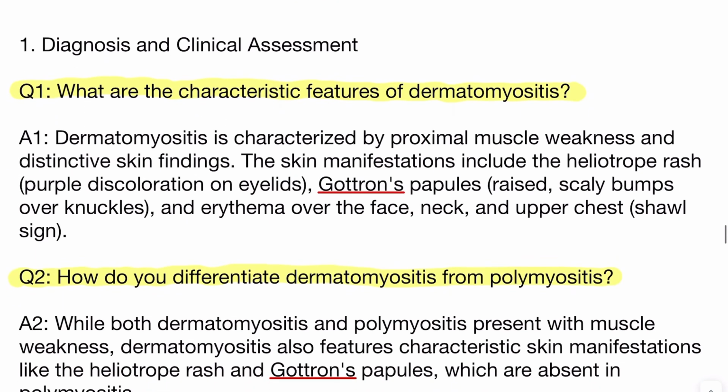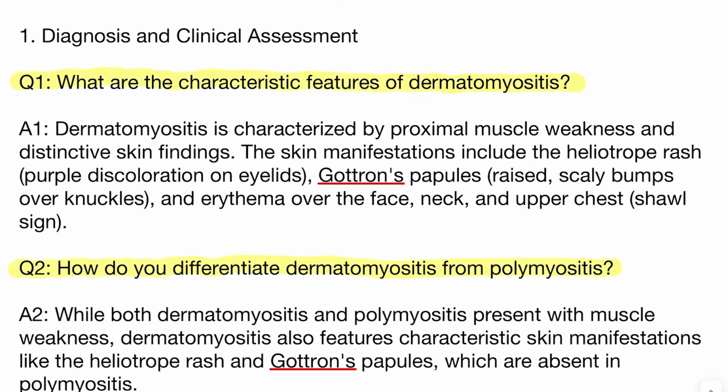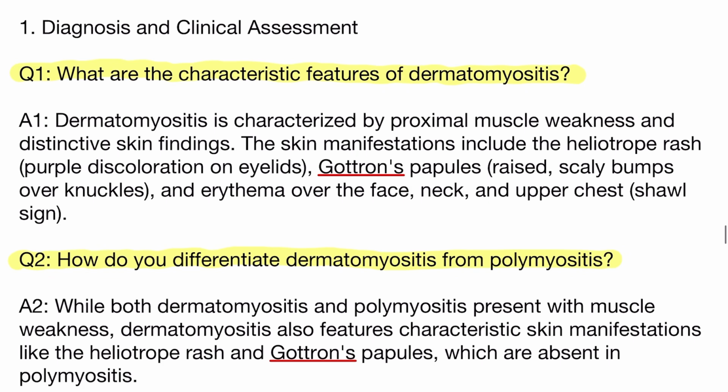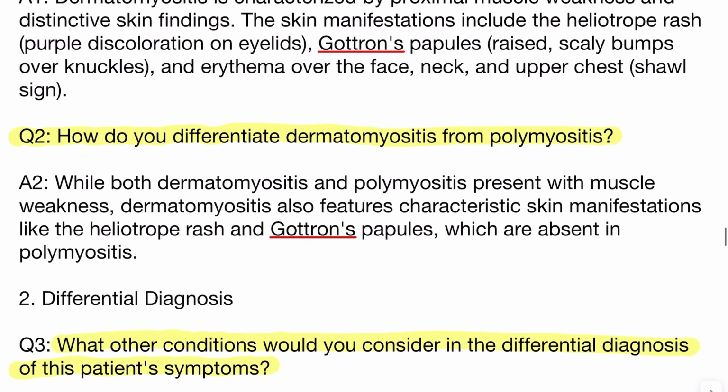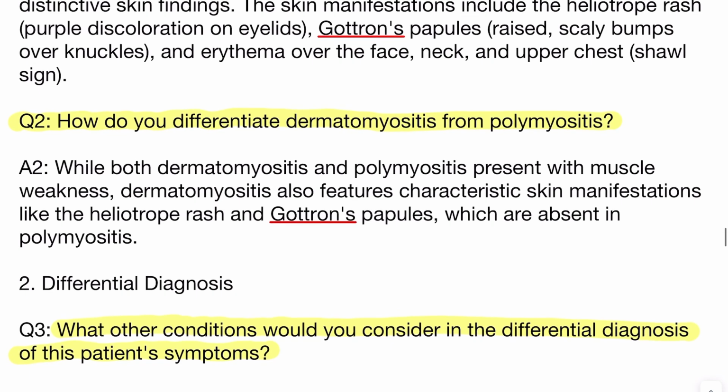I put some of the questions here which are commonly asked in your MRCP cases for dermatomyositis. What are the characteristic features of dermatomyositis? Again, it's a repetition, so it is usually characterized by proximal muscle weakness and distinctive skin findings. The skin manifestations include the heliotrope rash, Gottron papules, and erythema over the face, neck, and upper chest, which is called the shawl sign.